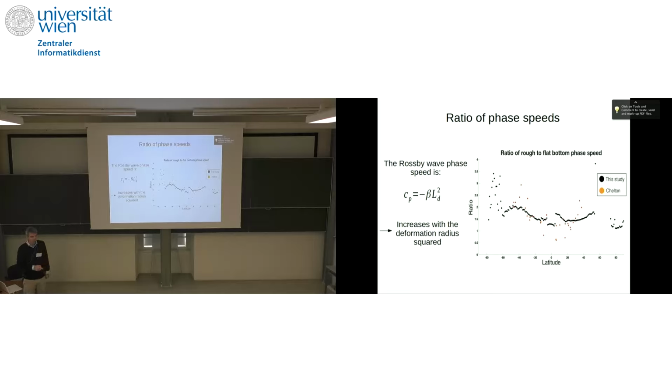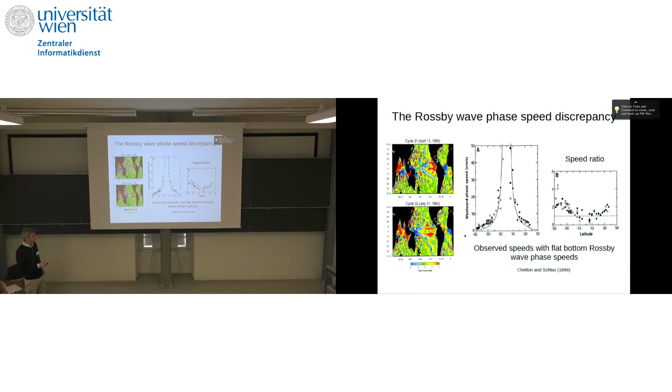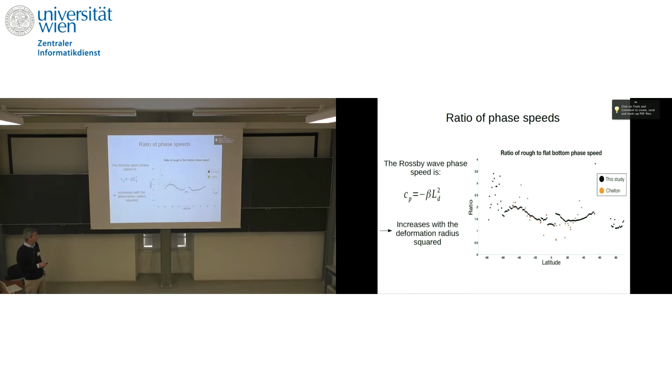It's 1.5, 1.25. The ratios that Chelton et al. got for the observed speed to the flat bottom speed are these orange things. And you can see they overlie each other. The data is noisy, so there's a bit of bouncing up and down. But this is a very simple explanation for why the eddies are going faster than expected with a flat bottom ocean. They're going exactly the right speed if you have a rough bottom ocean. So this is the simplest explanation for this discrepancy, which generated all this interest 20 years ago.